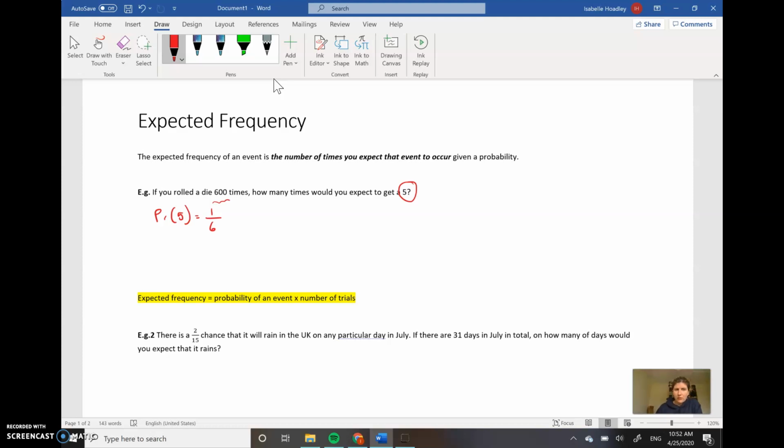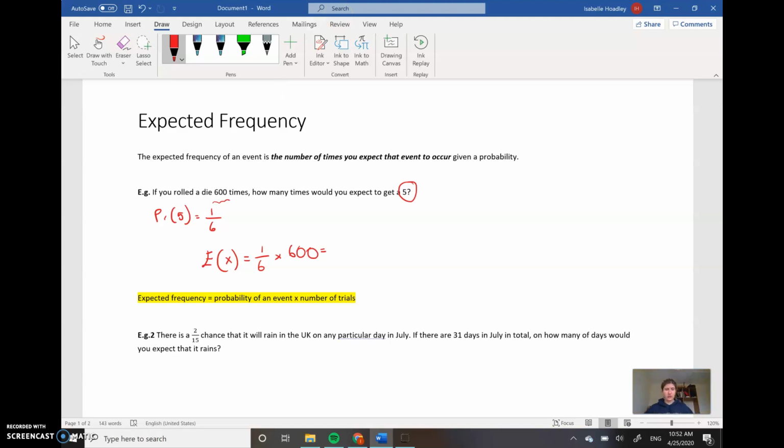To find the expected number, and for expected number we write E(X), that is 1/6 times the number of times you do it, which is 600 times, so the number of times we roll the dice. So that's 1/6 times 600.